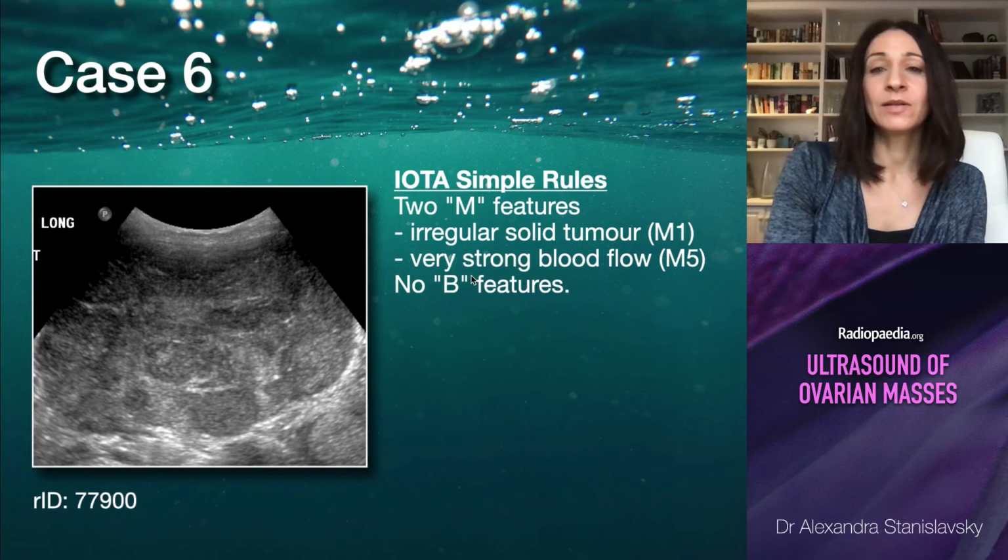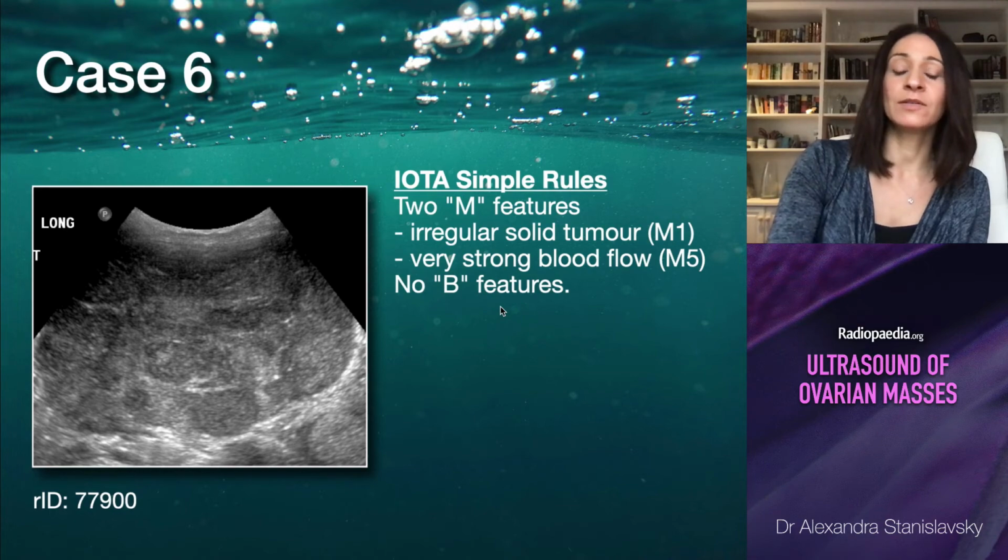And O-RADS, simple rules, it's got 2 M features. It's an irregular solid tumor, and it's got very strong blood flow. It's got no B features, so IOTA simple rules are also worried.